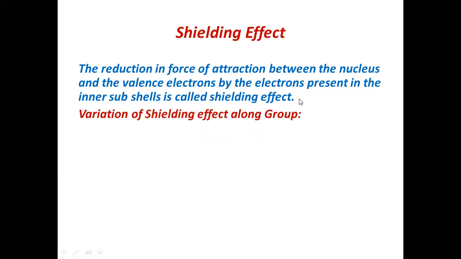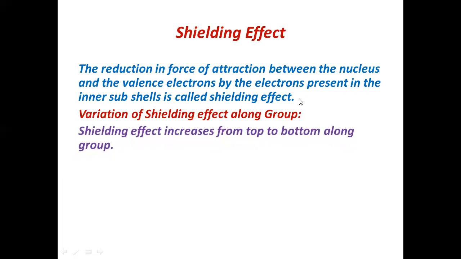Variation of shielding effect. Variation means what happens to shielding effect when we move from top to bottom along a group or when we move from left to right along the period. First of all, we will discuss variation of shielding effect along group. Shielding effect increases from top to bottom along group. Why does shielding effect increase from top to bottom along group?